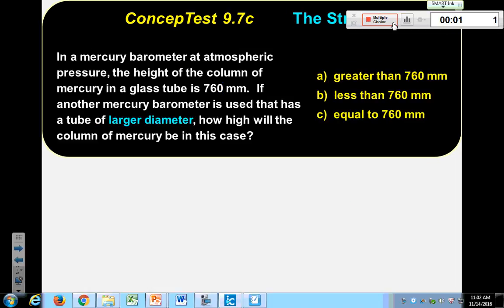Mercury barometer, the height of the column is 760 millimeters. You've heard that. That's one atmosphere, 760 millimeters of mercury. What if you took your barometer and you made it bigger, bigger in diameter? How would that affect the height of the column of mercury?